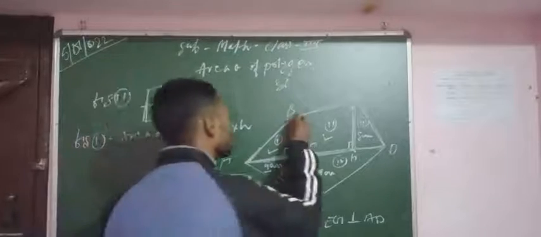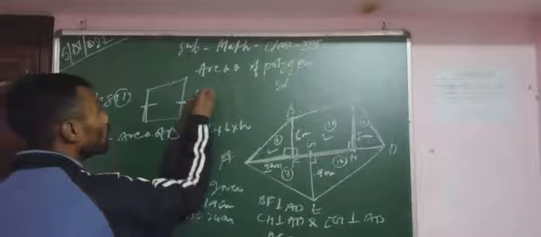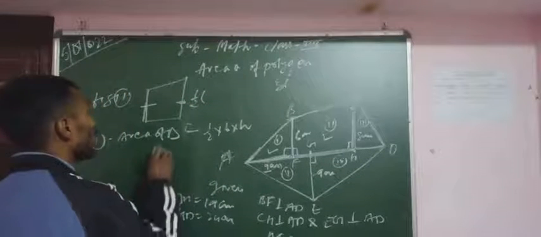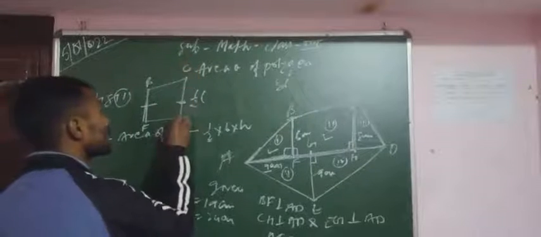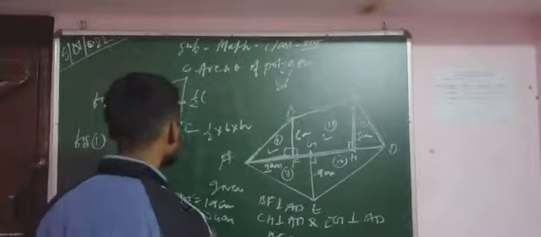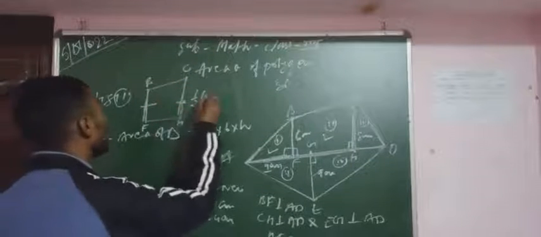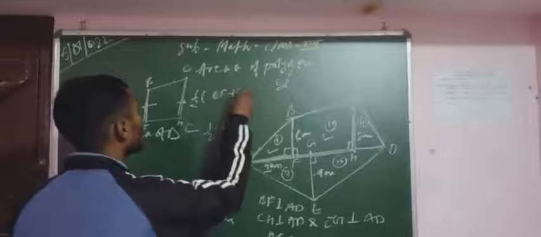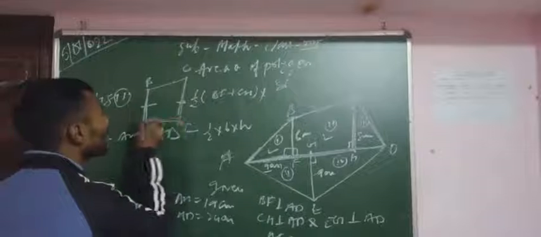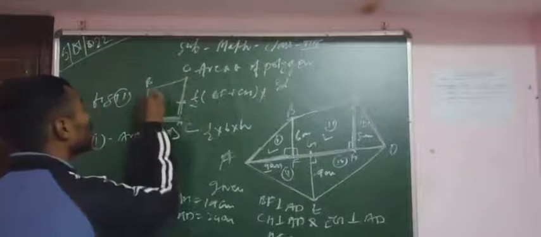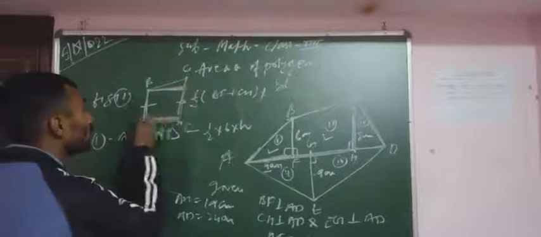Now look at this figure. Figure 2 is a trapezium. Area of trapezium is 1 by 2 into the sum of parallel sides. Now look at this: it's F, B, C, H. This side is parallel and this side is parallel, so we can write BF plus CH into the height of the trapezium. Obviously, this line is the height of the trapezium. Look at this one: this line is equal to this line.